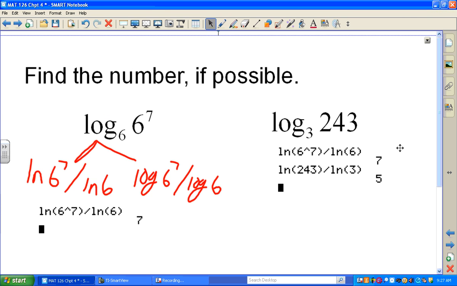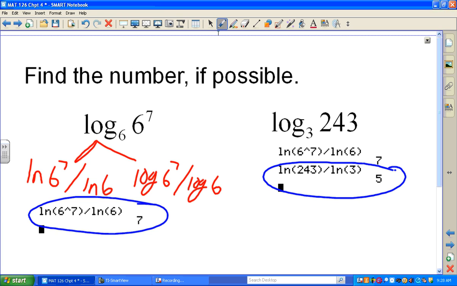There's other ways of doing that problem, but right now we'll just remember how to do it on the calculator. So this one's going to be 5, and this one's going to be 7. Fantastic. Moving on. You ready to move on? Yeah. Let's move on.